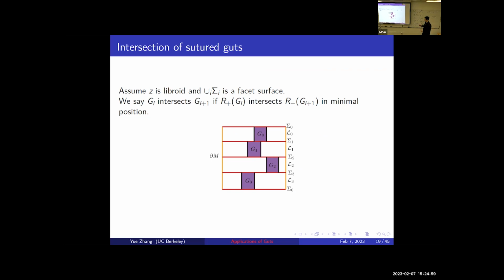So assume Z is a fibroid, and sigma i, the union of the sigma i, is a fiber surface. Then we can have this kind of structure that I have in mind. And then we say G_i intersects G_i+1 if the R plus, so let's say G0 intersects G1 because R plus of G0 intersects R minus of G1. And then we say G1 is disjoint from G2 because this part is disjoint from this part.